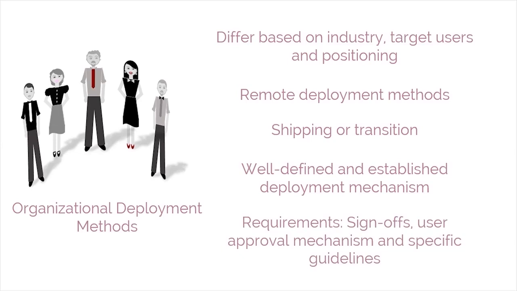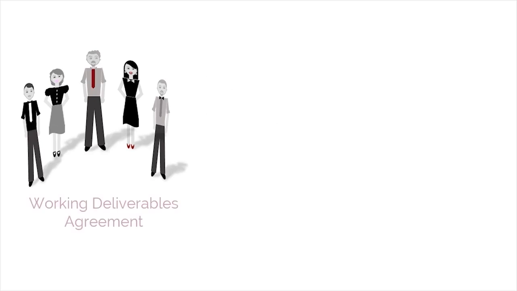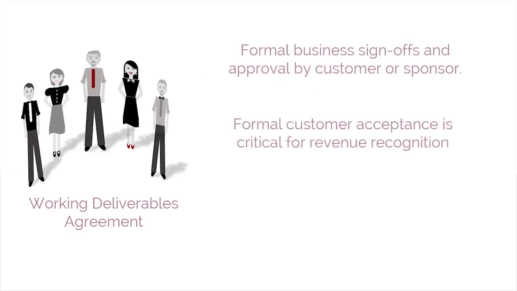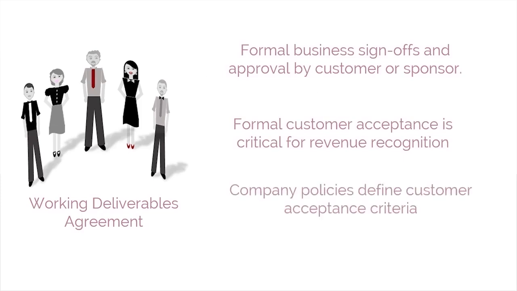Now that we have seen the main inputs and tools, it's time to check the outputs of the process. Working deliverables agreement. This is the output generated by the process ship deliverables. Deliverables that meet the acceptance criteria receive formal business sign-off and approval by the customer or sponsor. Getting formal customer acceptance is critical for release recognition, and the responsibility for obtaining it will be defined by the company policies and is not necessarily the responsibility of the product owner.